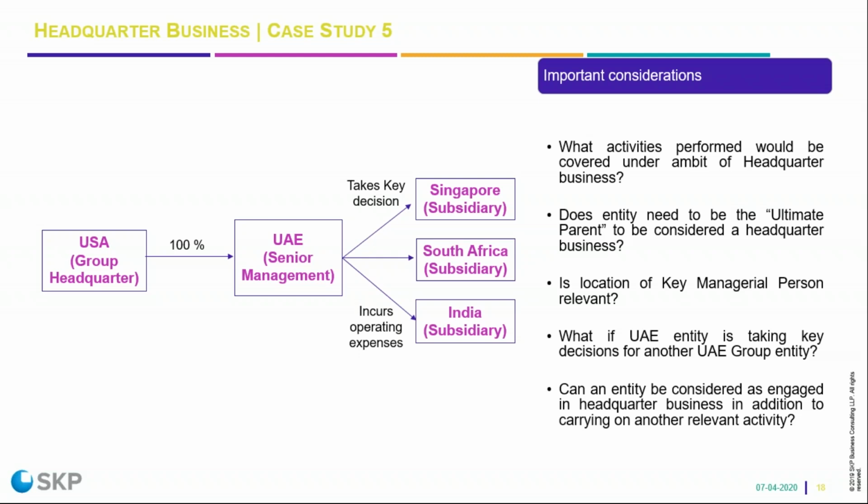Yes, very important. What if the entity is taking key decisions for another UAE group entity? If it is taking key decisions for the other UAE group entity, it will still qualify as a headquarter entity. Can an entity be considered as engaged in headquarter business in addition to carrying on any other relevant activity? Well, if you are performing a headquarter business, then it is very difficult to categorize that entity into any other relevant activity.